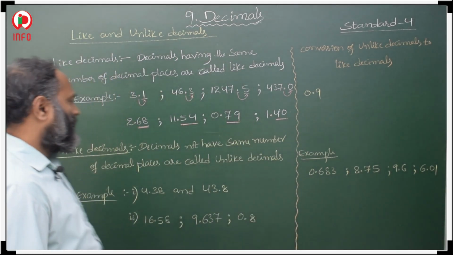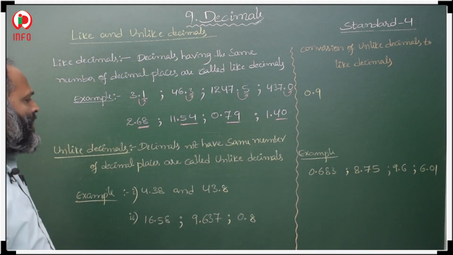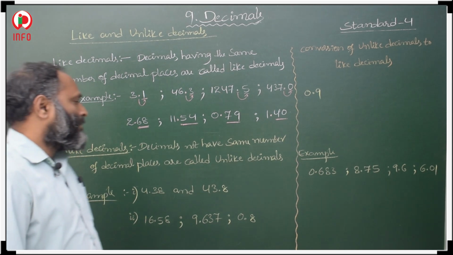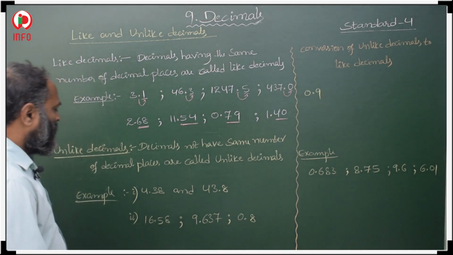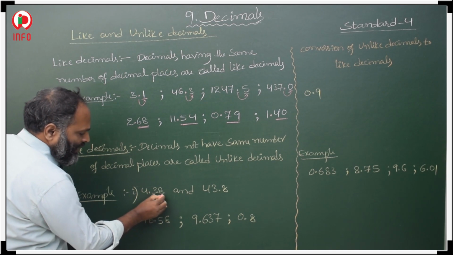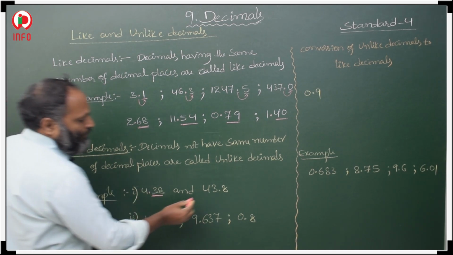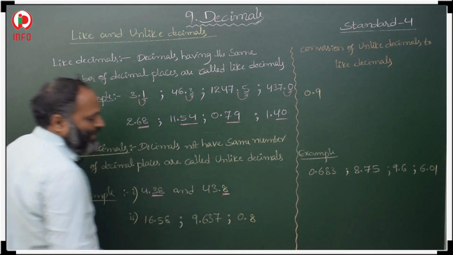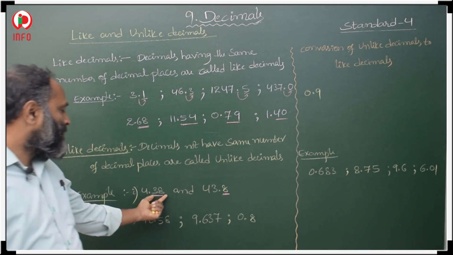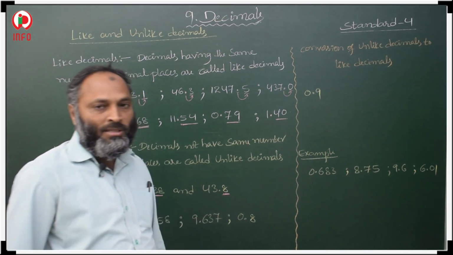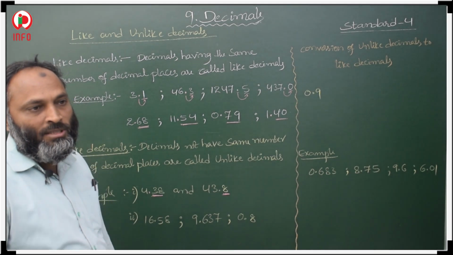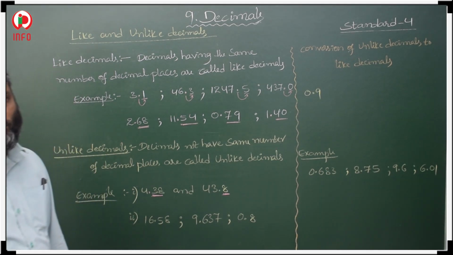Now unlike decimals are decimals that do not have the same number of decimal places. Like here 4.38, here we have 2 decimal places. 43.8, only one decimal place. Here we have 2 decimal places, here we have 1 decimal place. These are unlike decimals.